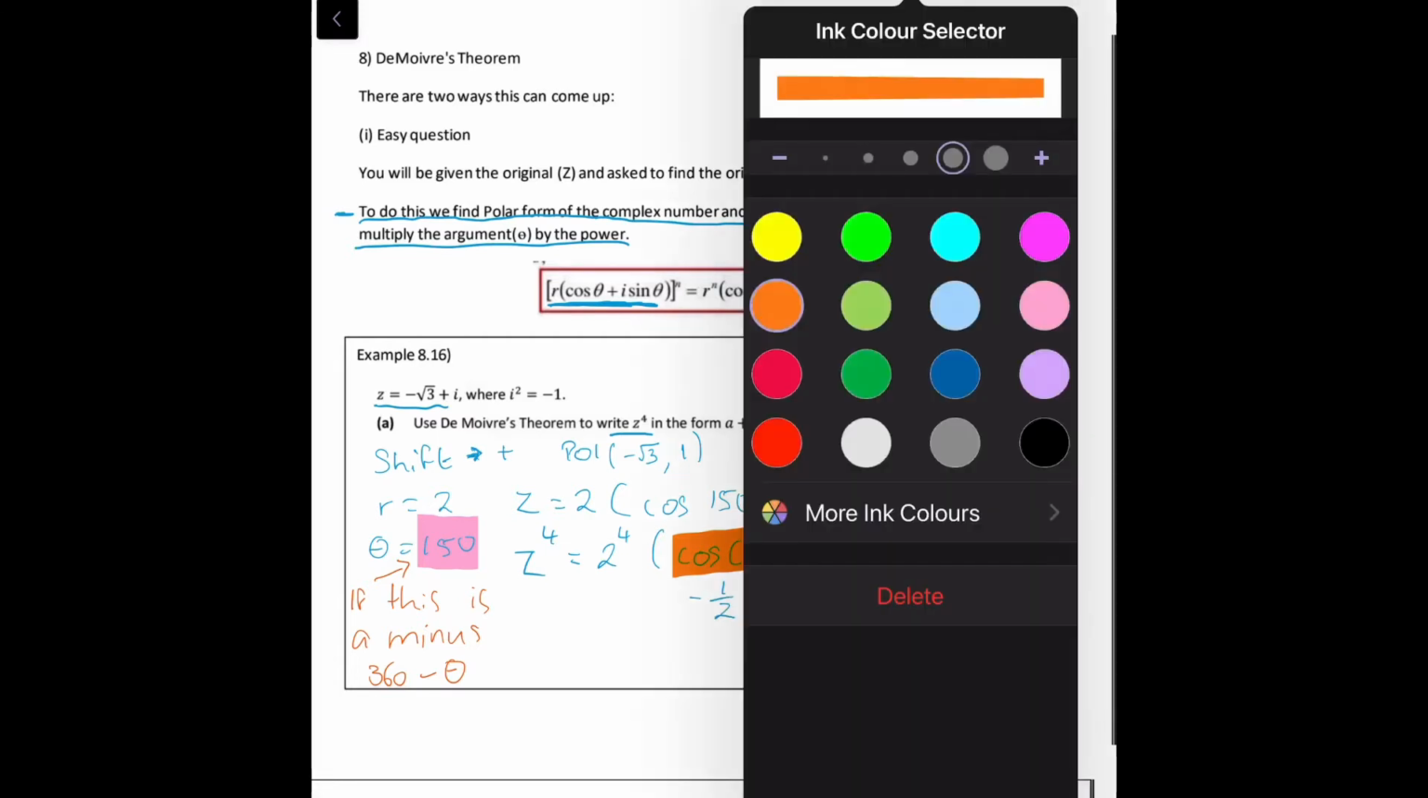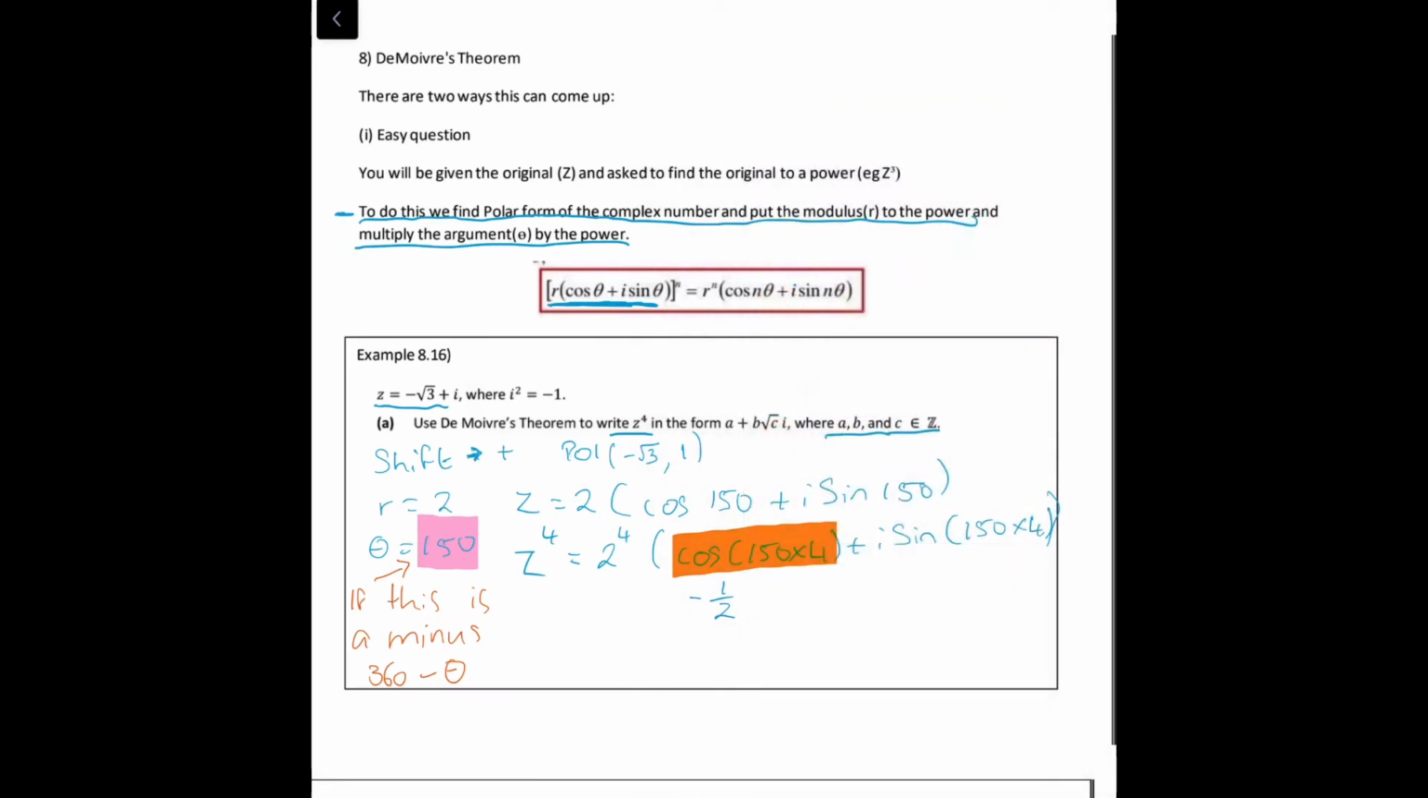Then what I have to put into the calculator is sine of 150 times 4. Not the I part, just the sine part. And when I put that into the calculator, I'm getting minus root 3 over 2. Now that's stuck to an I. Think of that like an x value.